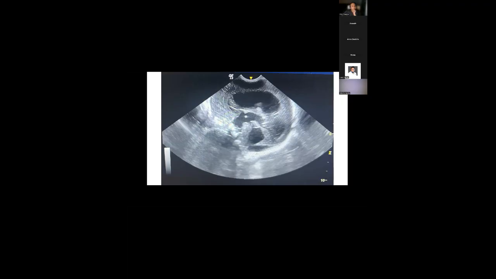Again, I was trying to get a clear mid-sagittal view. Is this the clot in the third ventricle? Correct. And what do you think this is? I think this is a cerebellum. I think this is cisterna magna. And I think this is the fourth ventricle.